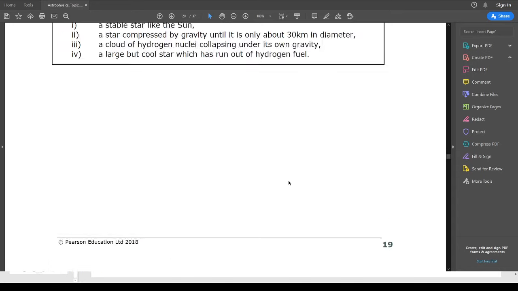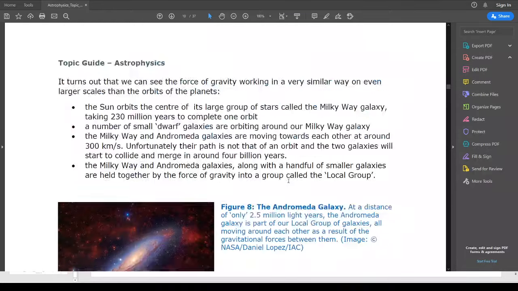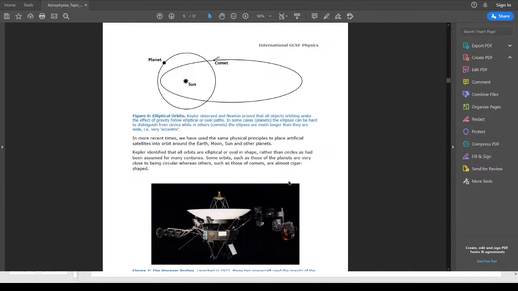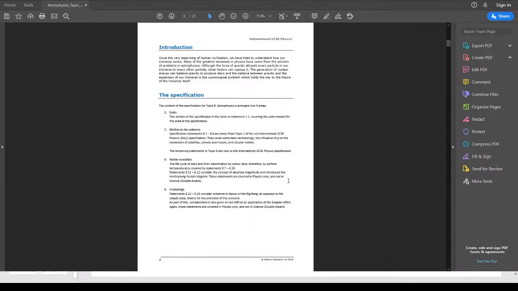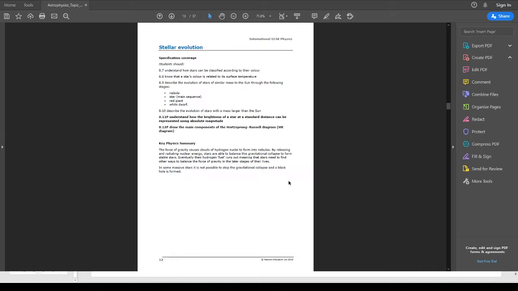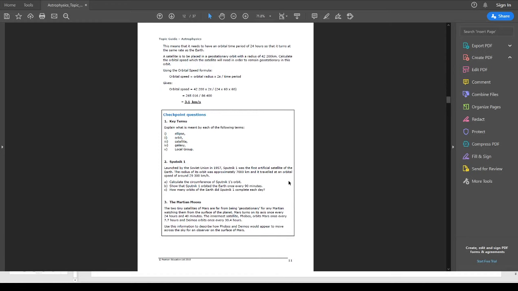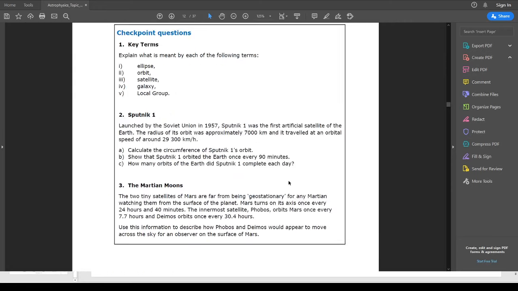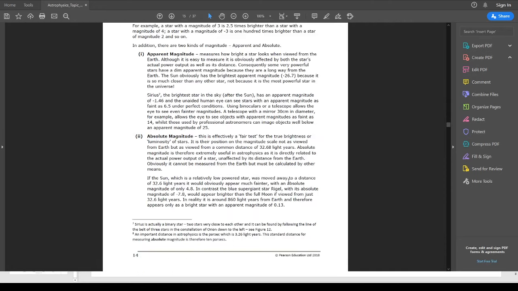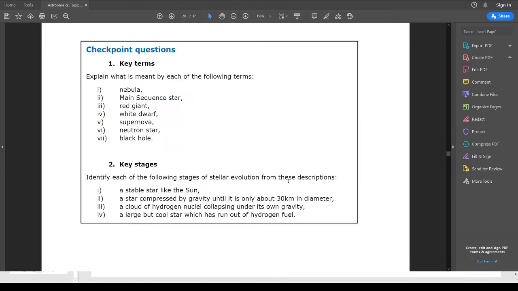Before we go to cosmology in the next class, you should be able to do these checkpoints. This will be a full review of everything that you have studied so far in astrophysics. I'm not going to bore you with these ones. I'm going to ask you these ones first. Okay, let's go through this.